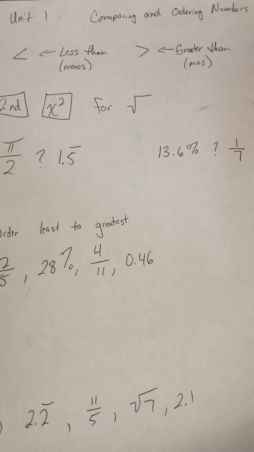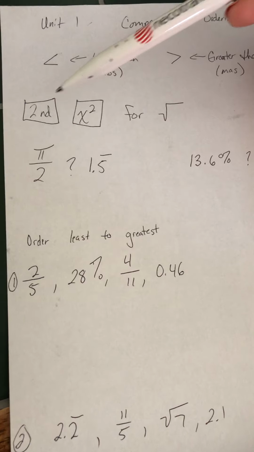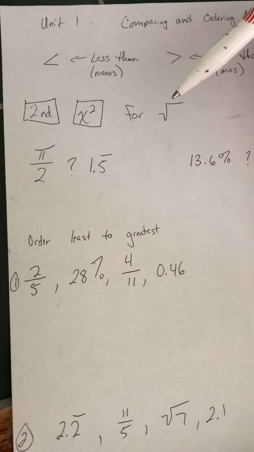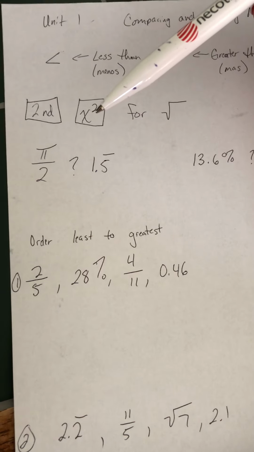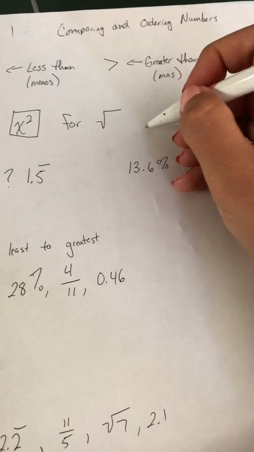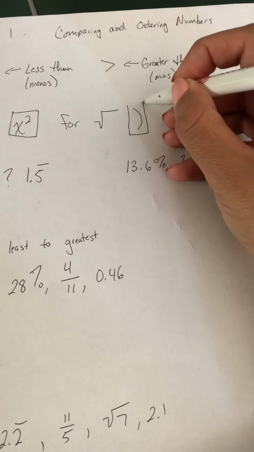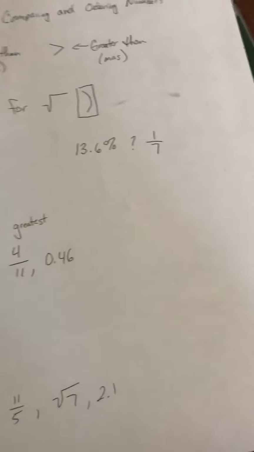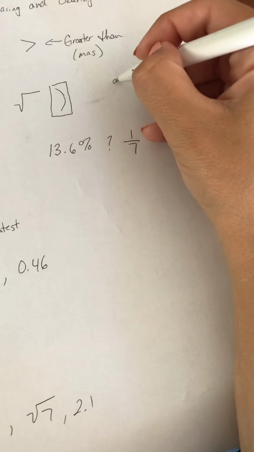Another thing is the keys for your calculator. If you want to get a square root in your calculator, you want to hit the second key and x squared always. That'll bring up the square root symbol, okay? And don't forget, you're going to always want to close it with the parenthesis.